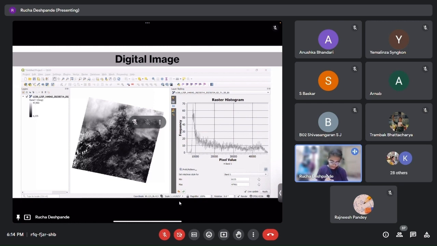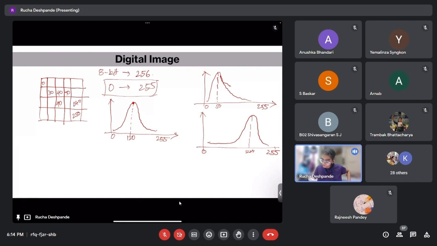The white pixels that you can see on top, that's the cloud cover, which has higher reflectance values. And on the right side, there is a raster histogram. If you look closely, this histogram is skewed on the left side, like the previous image, and the maximum frequency is around 7 to 8,000. That is why most of the pixels in this image appear darker.